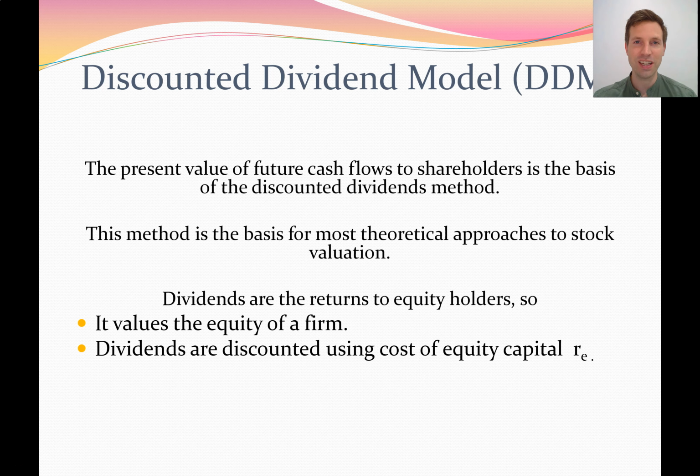And remember your balance sheet, assets minus liabilities equals equity. So sometimes we're valuing the total asset value. Sometimes we're valuing the equity component of the business. The dividend discount model values the equity of a firm. And dividends are going to be discounted using the cost of equity capital, which in the formulas will have RE. Sometimes we'll have RF for cost of capital of the firm. Okay, so that's something to keep in mind for future valuation models.